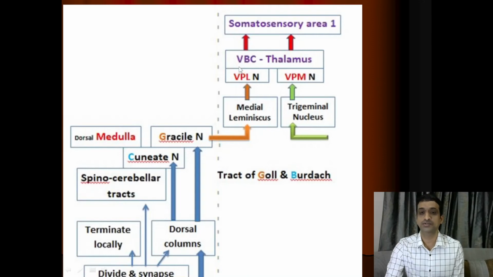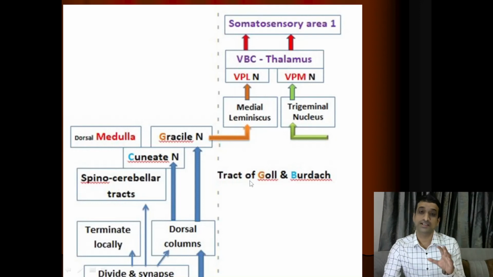These two nuclei are commonly known as the VBC, the ventrobasal complex, which is a big part of the thalamus. From this area, the third order neuron goes ultimately to reach the destination, the somatosensory area 1, that is the postcentral gyrus. You can see these two are the third order neuron. This is all the second order neuron. This is the first order neuron.